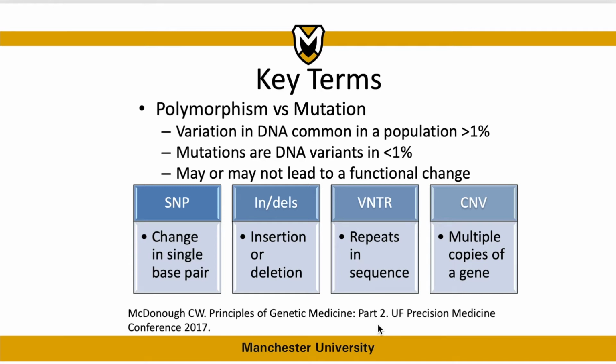So, the following are polymorphisms. We have a SNP, which is a change in a single base pair. This is probably the most common polymorphism. We have insertions or deletions, also known as indels. We have VNTRs, which are repeats in the DNA sequence, and we have CNVs, which are multiple copies of a gene.